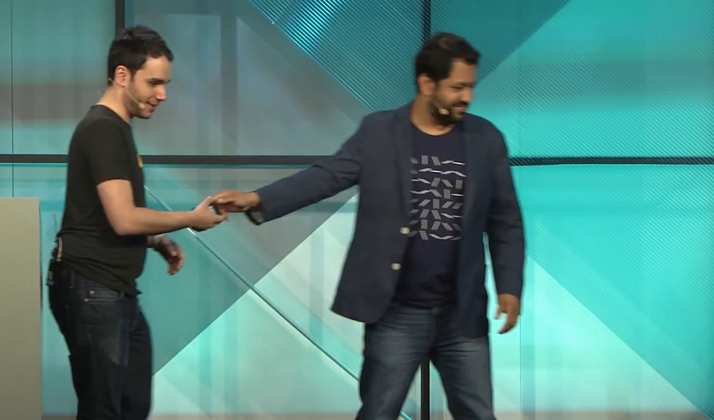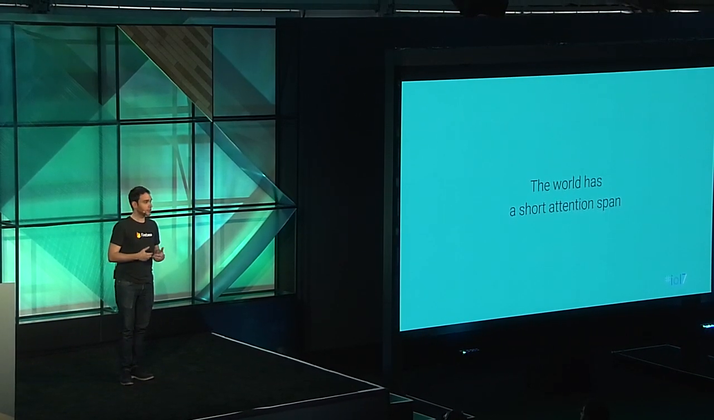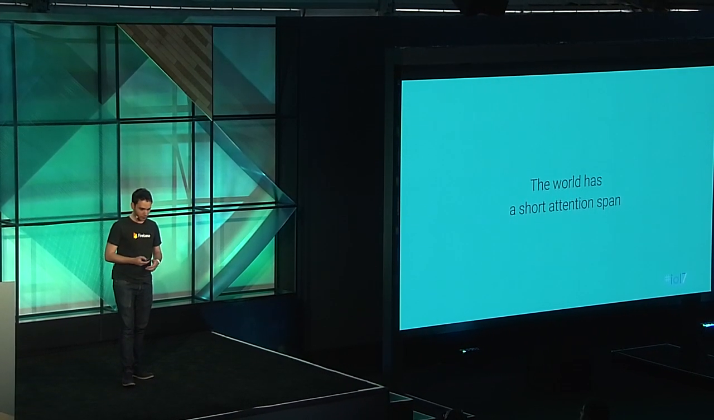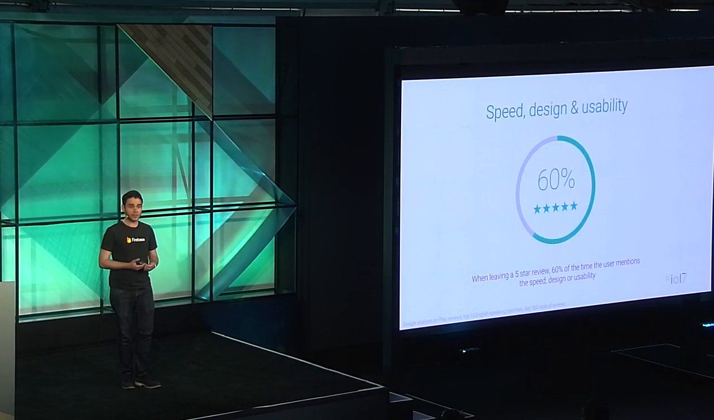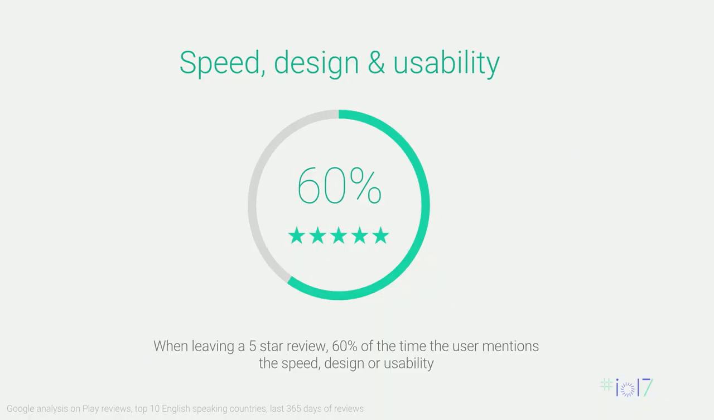Thank you. All right, so we'll get back to Jane in a second. But before we do that, it's probably a good idea to mention why we built Firebase Performance Monitoring. And quite simply, the problem we're solving here is that the world has a short attention span. We already know this from the web. The longer your page load takes, the more likely for users to bounce. But with mobile, we're actually seeing this just as much, if not even more. As a matter of fact, 60% of 5-star reviews we see on Play make a mention of speed, design, or usability. So we know that good performance is critical for app success.